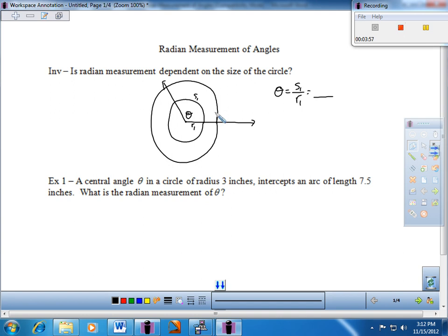And if you notice, of course, I have a radius. So I'm going to call that R2. And everybody, I have an arc length. That'll be S2 right up there.